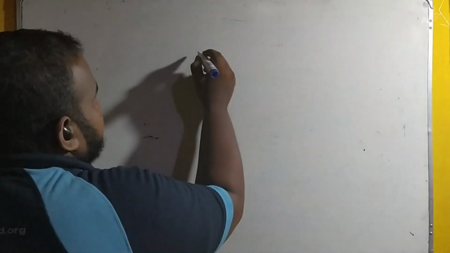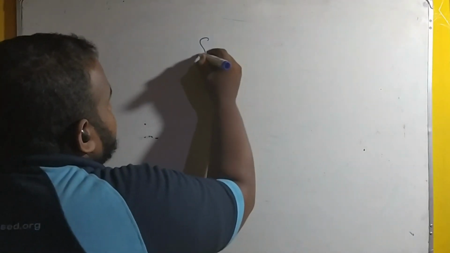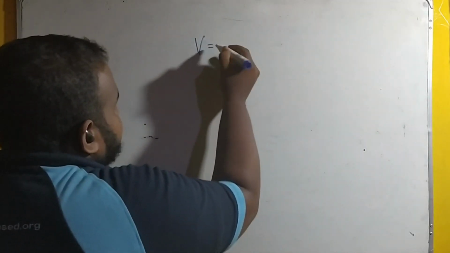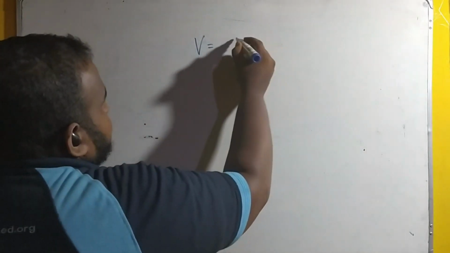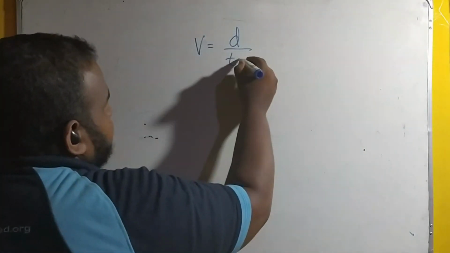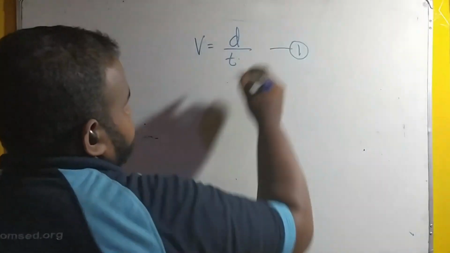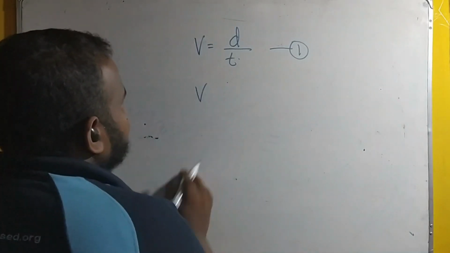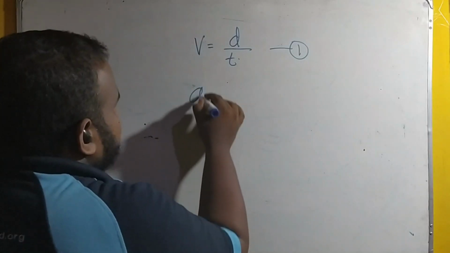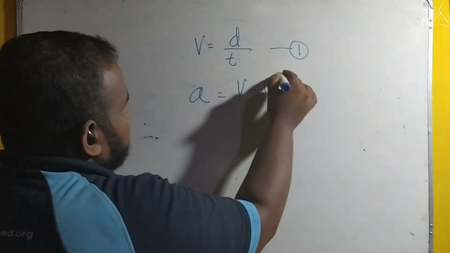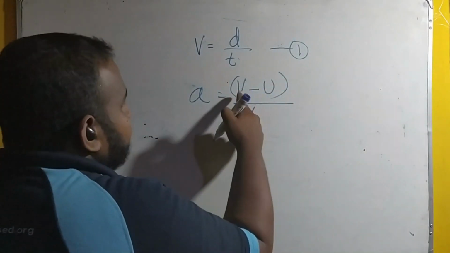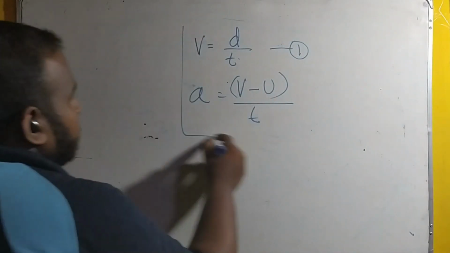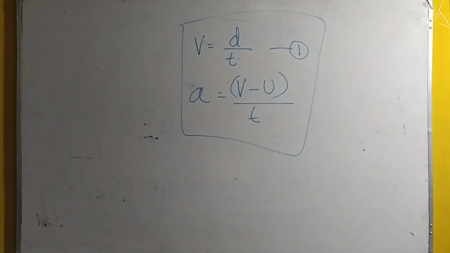You studied initially that speed or velocity is equal to displacement divided by time taken. This is the first equation you studied. And the second equation you studied is that acceleration is equal to v minus u divided by t. Final velocity minus initial velocity divided by the time taken. These are the two equations you studied.